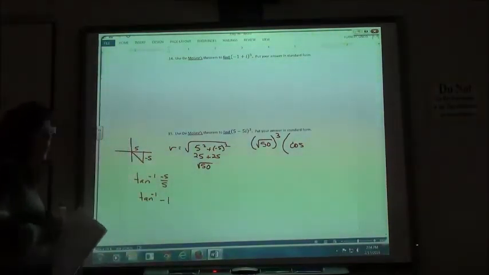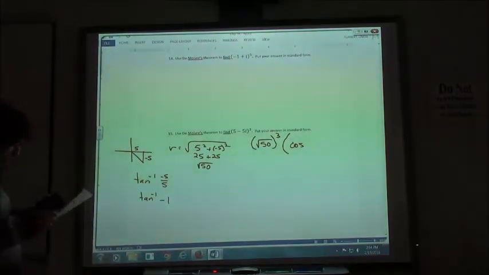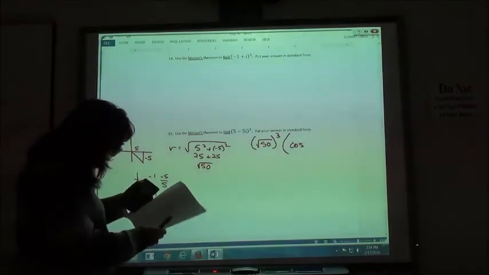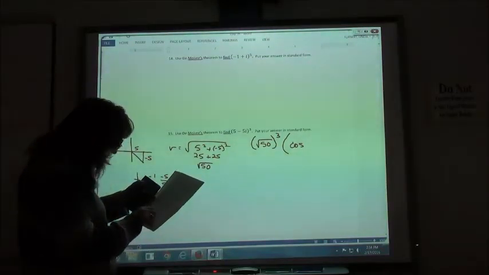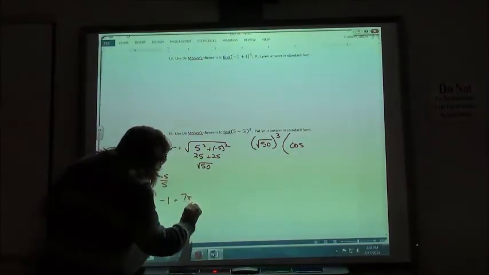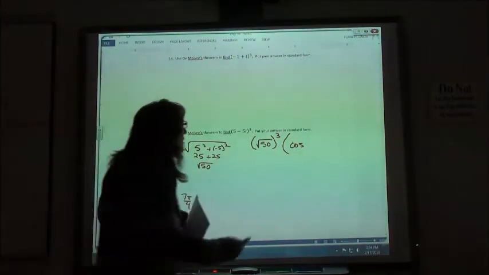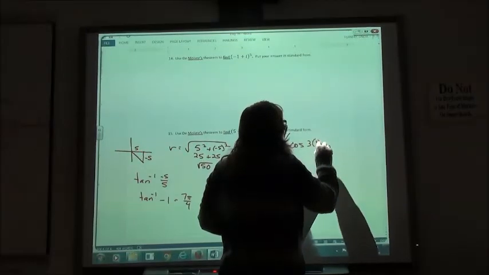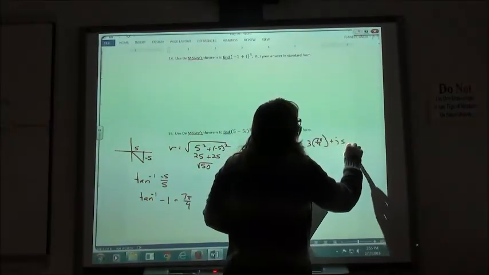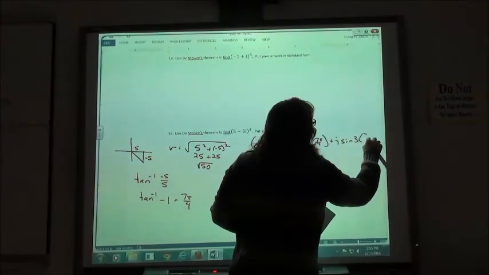I want to be in quadrant 4. So I'm going to look on my table, down in quadrant 4, between the 300 and the 360, inverse tangent equaling negative 1 would be 7 pi over 4. So I'm going to have 3 times 7 pi over 4 plus I sine of 3 times 7 pi over 4.